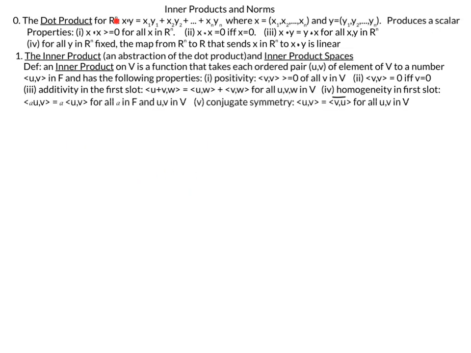We define the dot product for Rn. If we have a vector x in Rn, which has the coordinates x1, x2 up to xn, and our vector y with the coordinates y1, y2 up to yn, then x dot y is equal to the sum of the coordinate by coordinate multiplication. The first property of the dot product is that x dot x is always greater than or equal to 0 for all x in Rn. You can see if you dot it with itself, you're going to get a bunch of squared coordinates added together, so it's always greater than or equal to 0. And it's equal to 0 if and only if x is equal to 0.